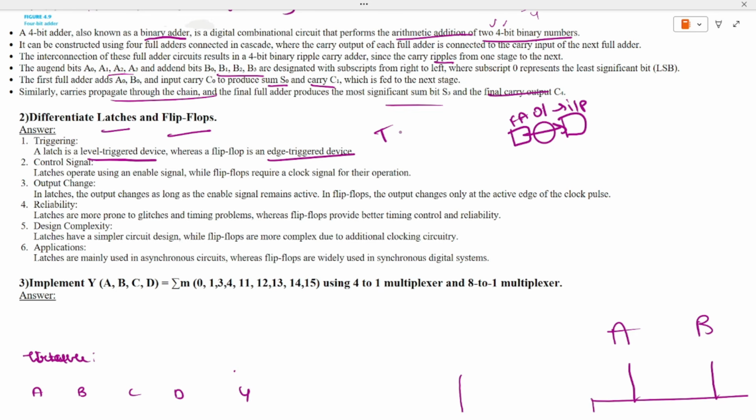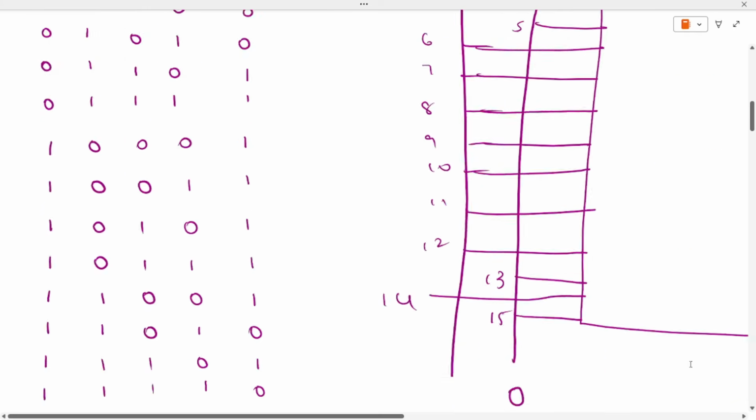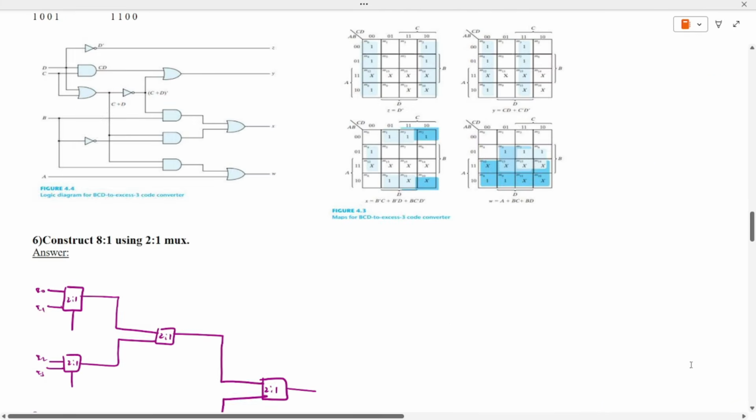See, when you say you have to discuss about this, in this module only it will come, right? I'll show you the question itself.